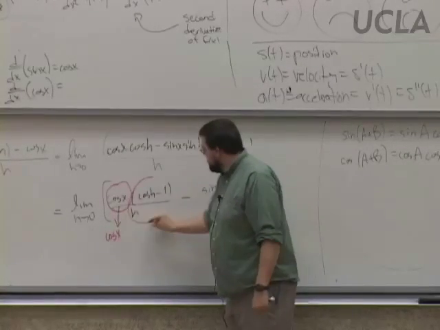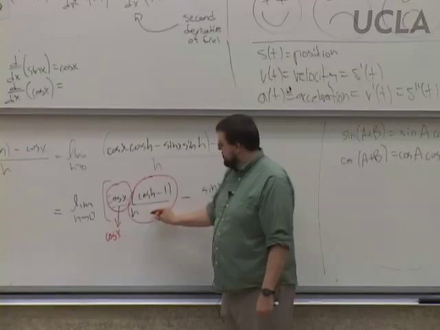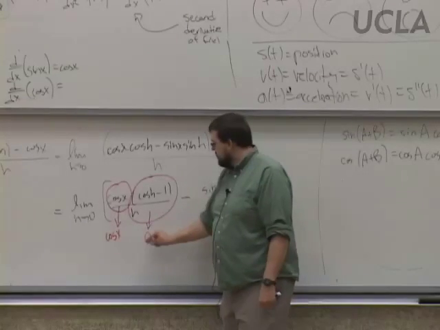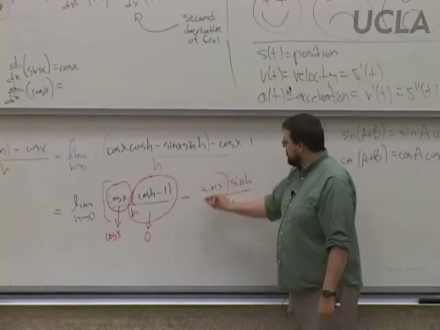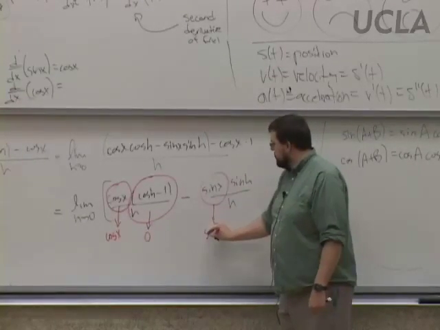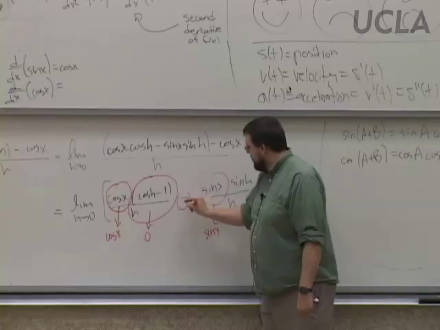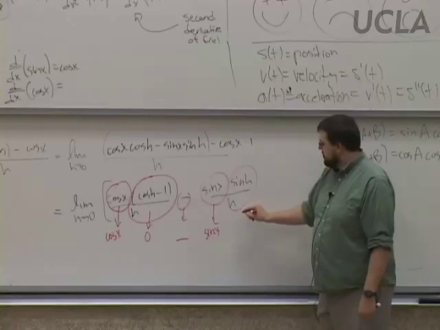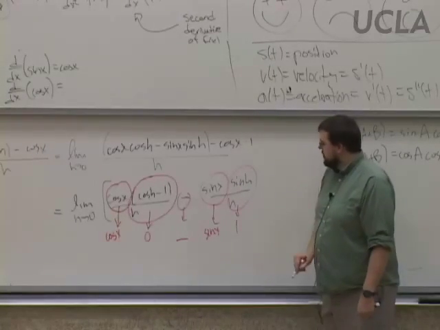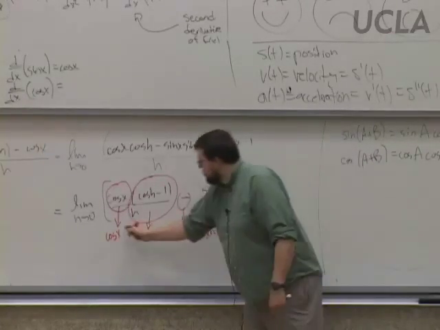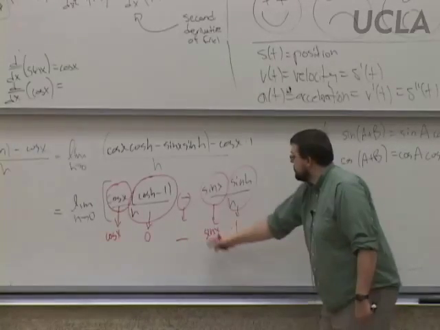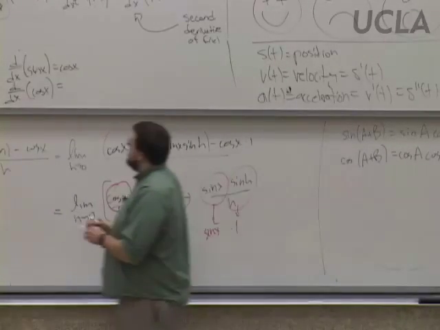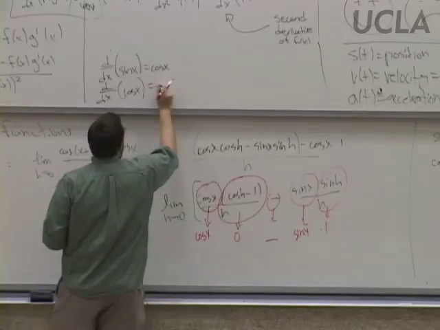What happens to the cosine h minus 1 over h term? Goes to 0. Same thing as happened before. Sine of x goes to sine of x. It's a constant. And don't forget there's a minus here. And sine of h over h goes to 1. So in the end, what do we have? Well, that's 0 minus sine x. So the derivative of cosine is negative sine.